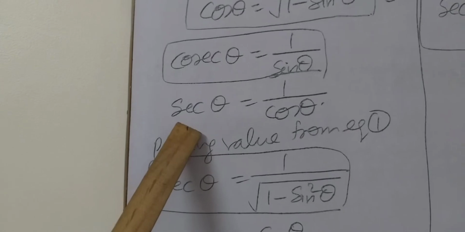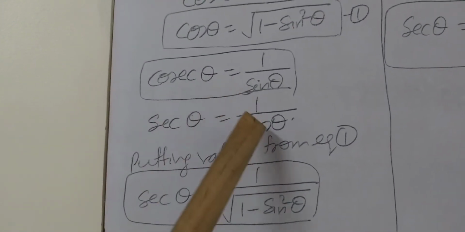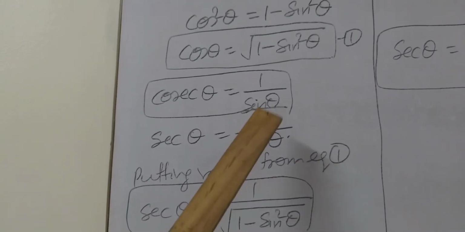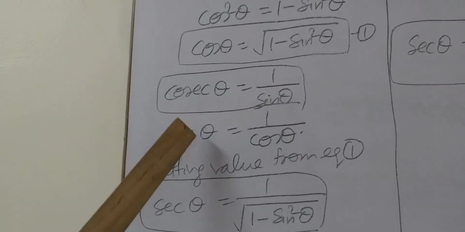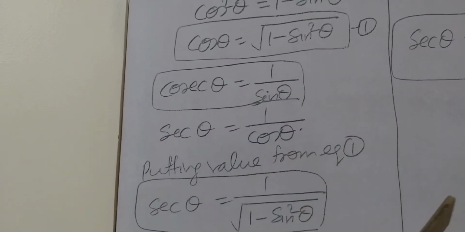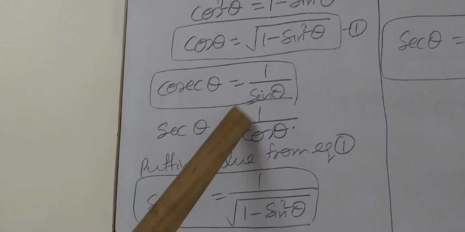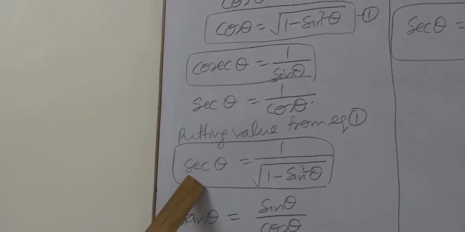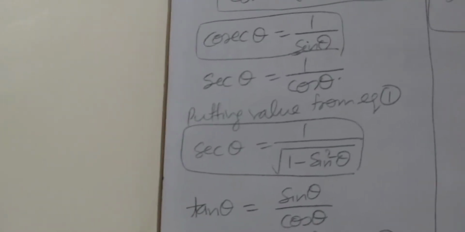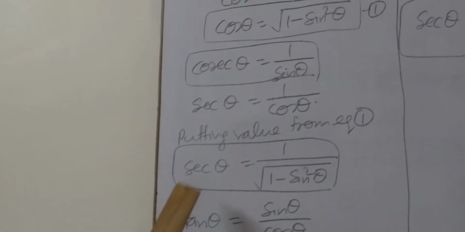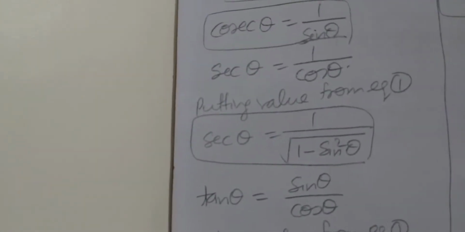Now student, sec theta is the reciprocal of cos. Sec theta equals 1 upon cos theta. So student, if we put cos theta value from equation 1, then we can easily change sec into sine. So let us put the value of cos theta here from equation number 1. Sec theta equals 1 upon root 1 minus sin square theta. So students, now we have changed sec theta in terms of sin theta.